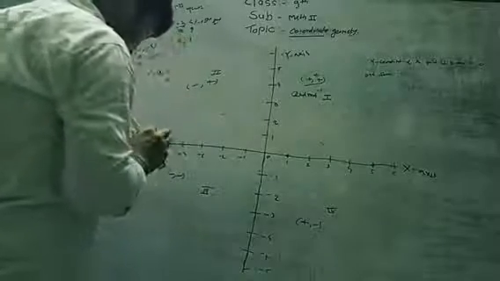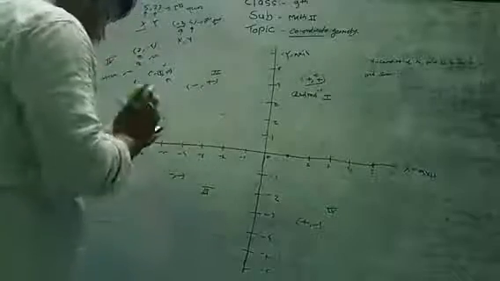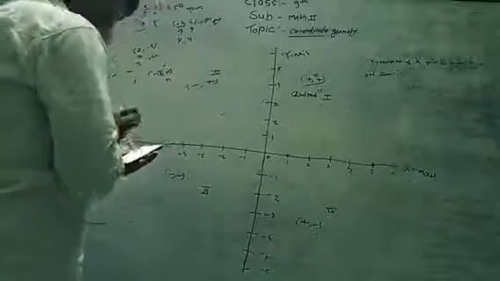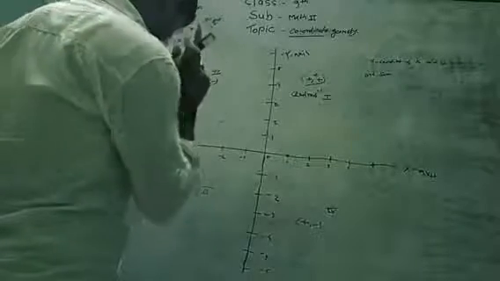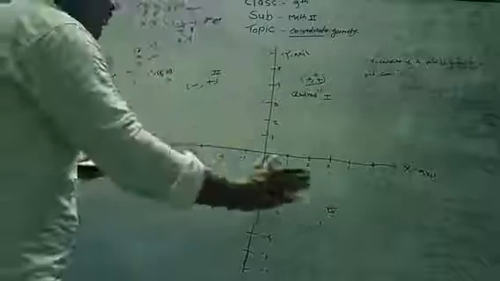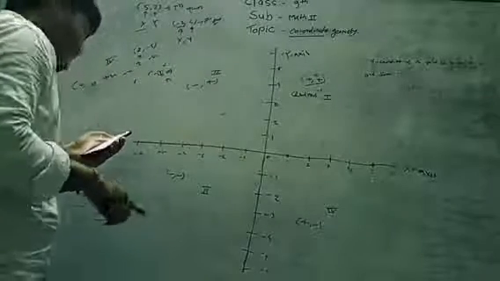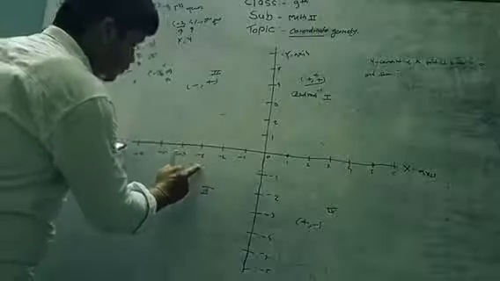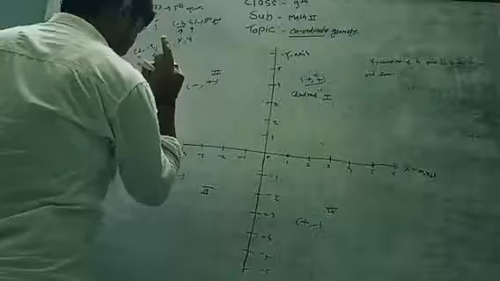Now the coordinates are minus 2 and minus 2.5. Both are negative, so the sixth point on page number 93 is present in the third quadrant. Now 5 and 3.5, both are positive, so it must lie in the first quadrant. Then minus 3.5 and 1.5. The x coordinate is negative and the y coordinate is positive, so the quadrant is the second quadrant.